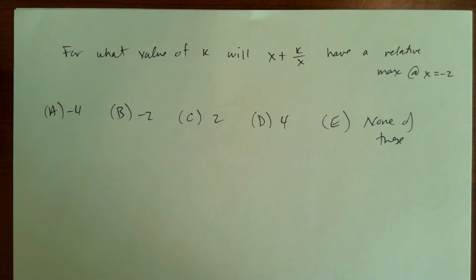Okay, guys, so here's a video talking about the first one. For what value of k will x plus k over x have a relative max at x equals -2?